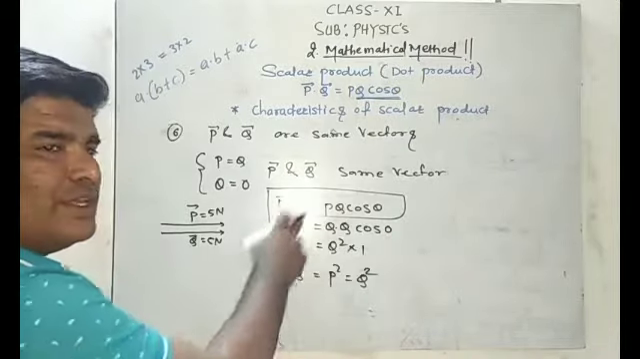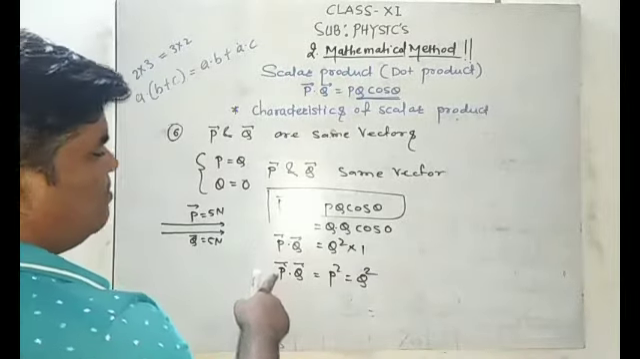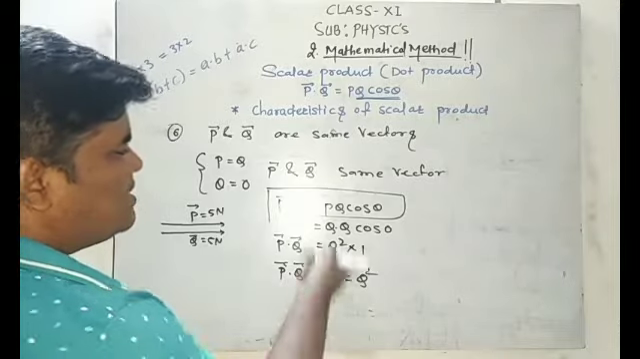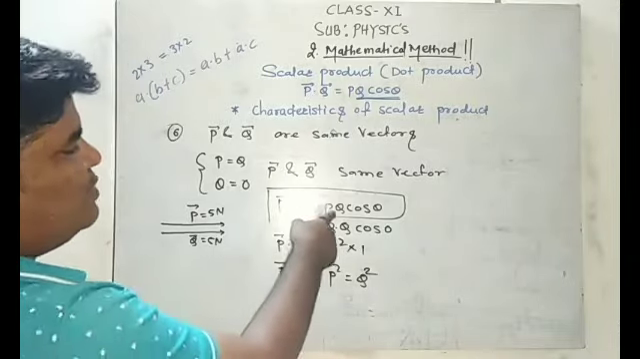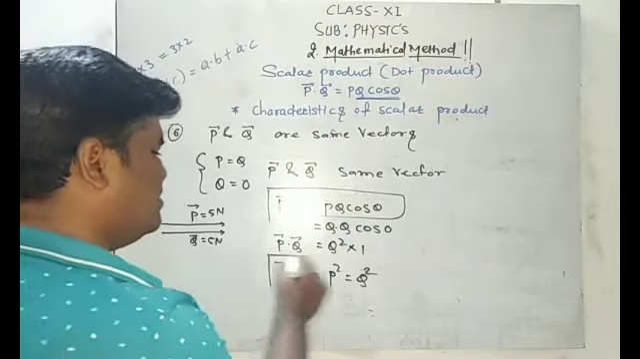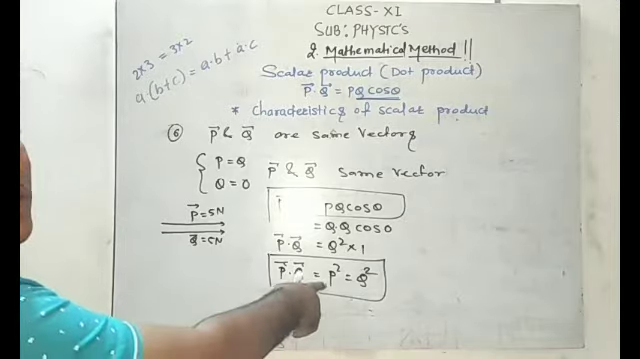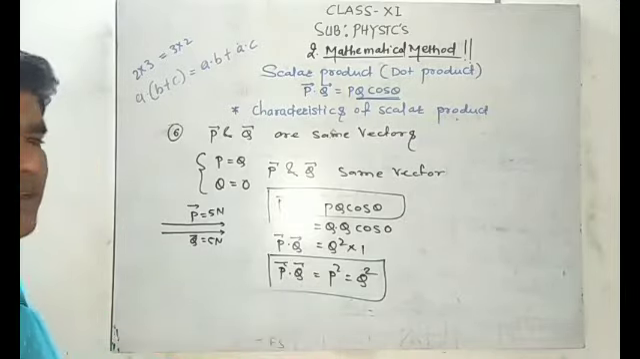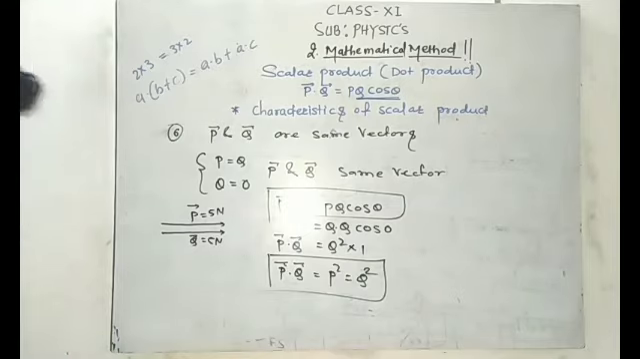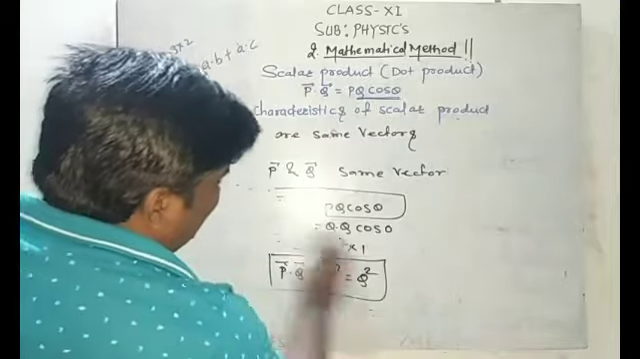And what do we get? Q square multiplied by cos 0, which is equal to 1, and therefore P bar dot Q bar is equal to Q square, and similarly we can substitute Q equal to P here, then we get P square. So when two vectors are the same, the scalar product is equal to the square of either vector, right? So this is the sixth property, or characteristic, of a scalar product. Next, the last property of a scalar product.